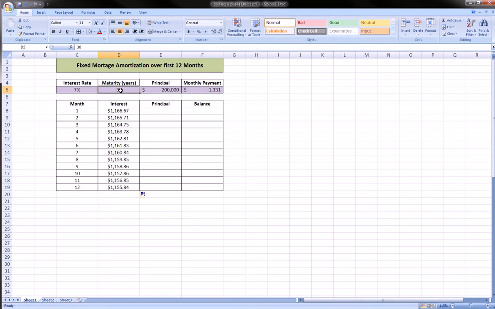If I were to change this to 5 right now, all these formulas would update. My monthly payment amount, as you saw, increased dramatically because it's a 5-year mortgage, and the difference between the first month payment and the 12th month payment is much bigger than when it was 30. I'll go back to 30 so you could see. And that's the great thing.